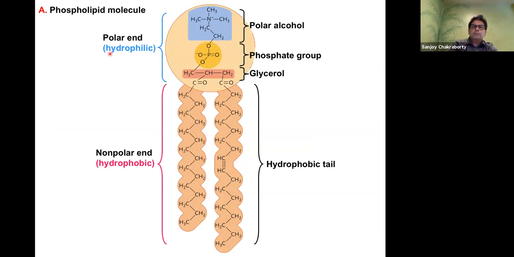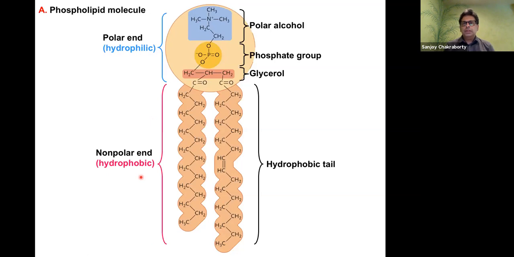So the head is very polar, meaning they have a lot of charge. It's known as the hydrophilic end. And this side is the hydrophobic end. This is extremely important for this chapter. So phospholipid is a very interesting molecule.